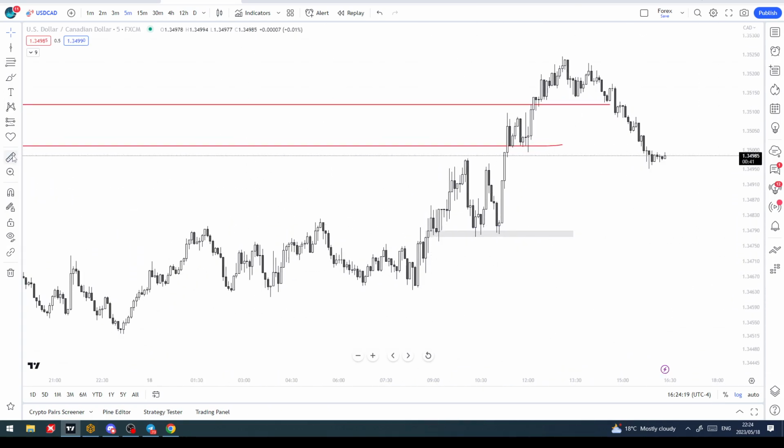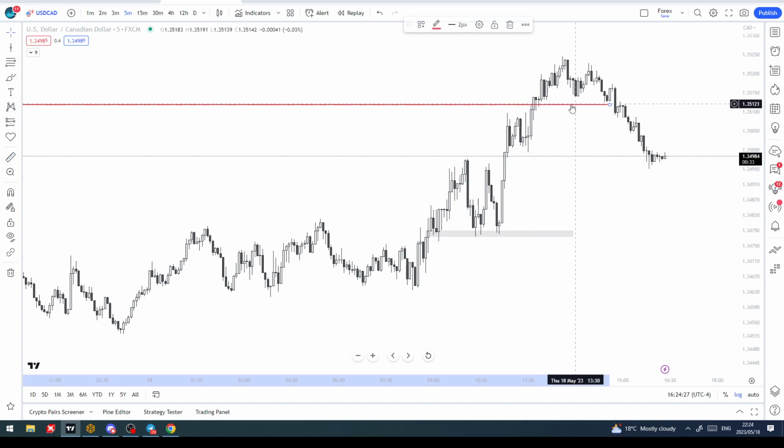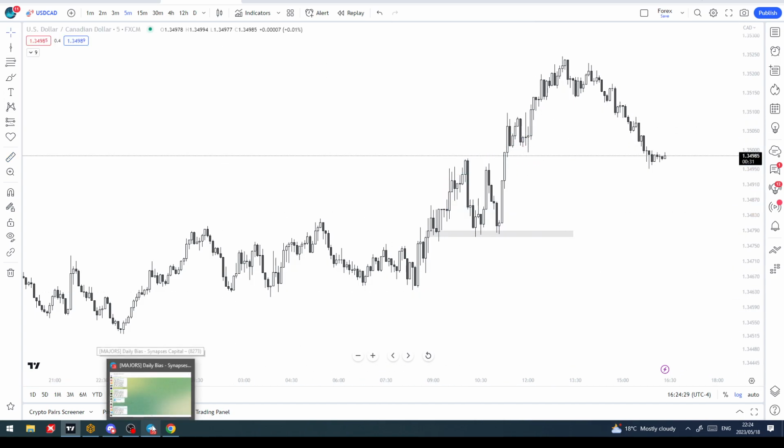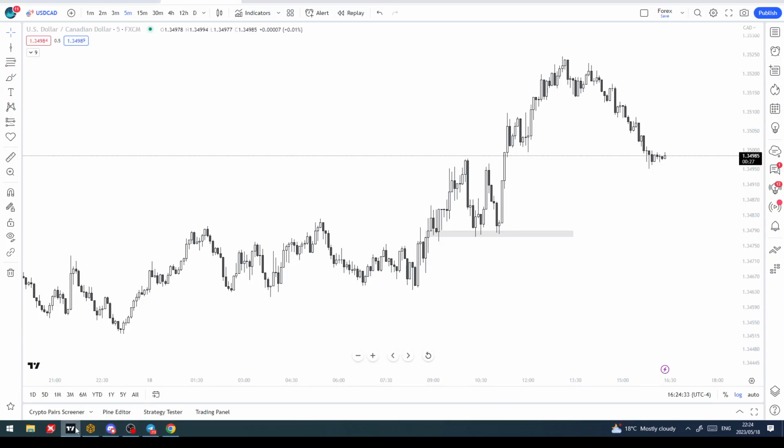Let's take a look. Say we entered inside the fair value gap and we got about 200 to 300 pips out of that. Again, signal was spot on. USDJPY bullish.